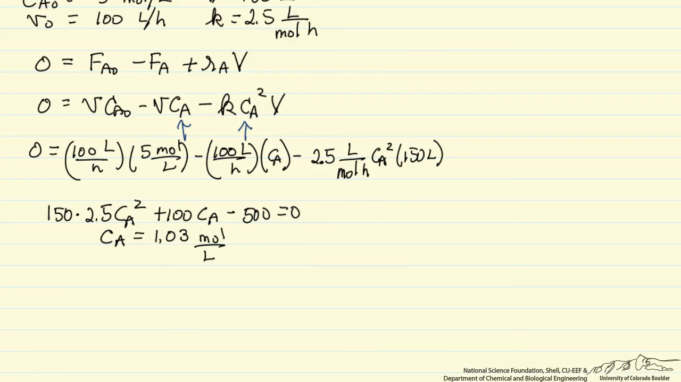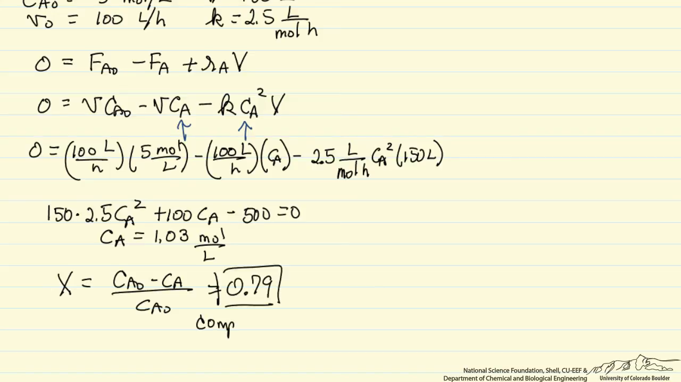I've shown substitution of the numbers with the units, reducing to this quadratic equation. The solution for the quadratic equation is given here, and then the conversion is the inlet concentration minus the outlet concentration over the inlet concentration. Since it's liquid phase, we can use concentrations, and the conversion is 0.79. So this is for complete mixing, which is what we're assuming when we use the CSTR and assume everything mixes so it's at that final concentration.